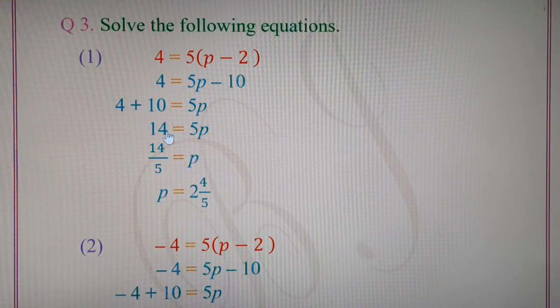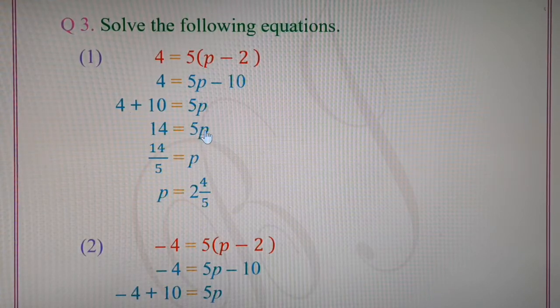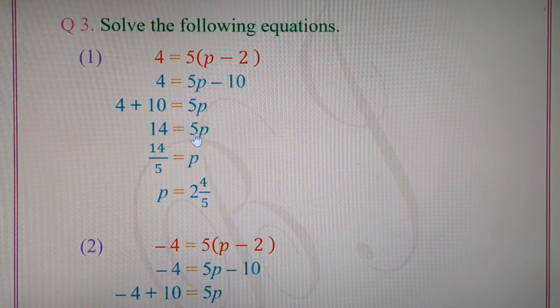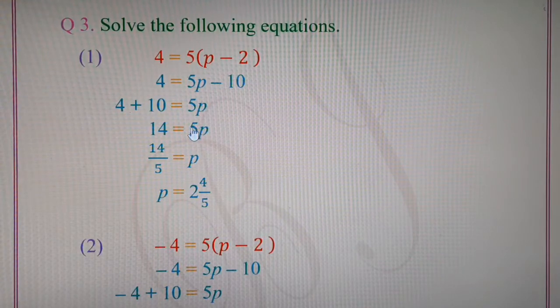4 plus 10, our answer is 14 is equal to 5p, and now we can send 5 to the left hand side in order to keep the variable p alone. 5 is in multiplication, so when we are using the transpose rule, we have to do division. So 14 divided by 5, or we can say 5 is in multiplication with p. 5p means 5 into p, or 5 multiplied by p. Hence multiply 5 will become divide 5 or denominator 5. So in the next step, 14 upon 5 we will write in the left hand side, and p we will copy alone in the right hand side.